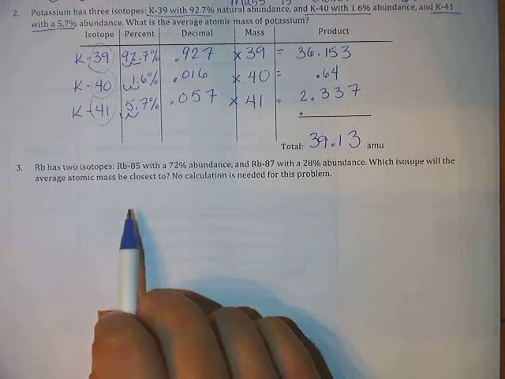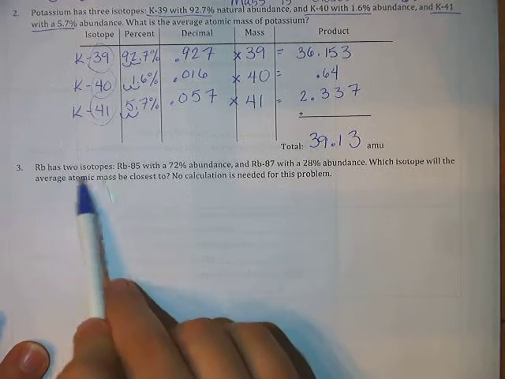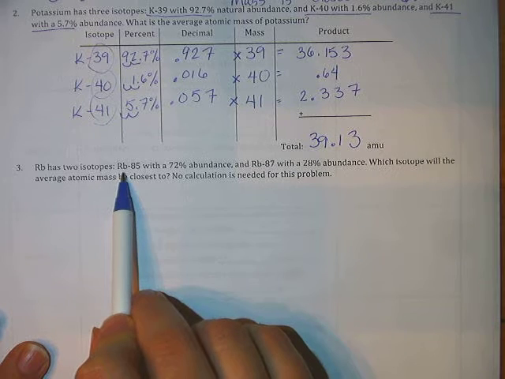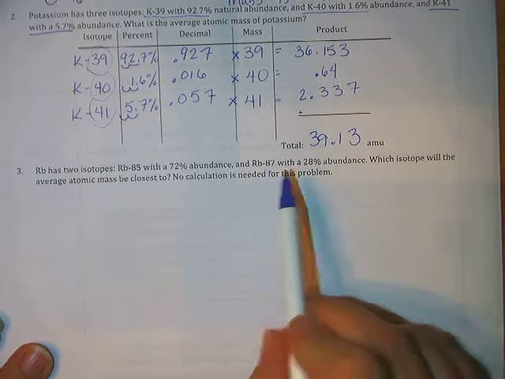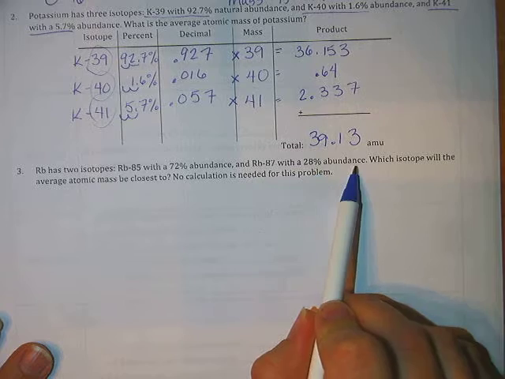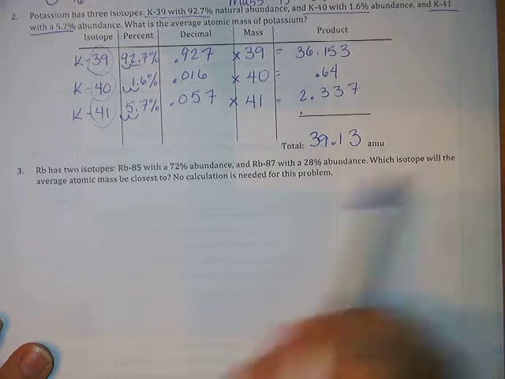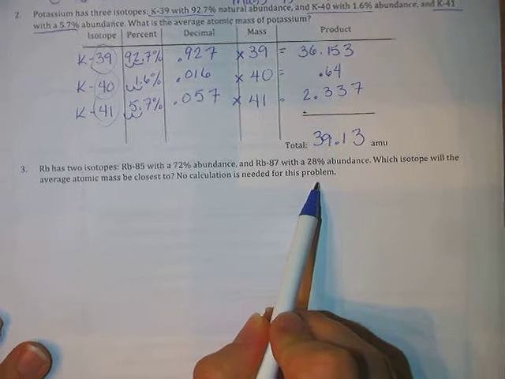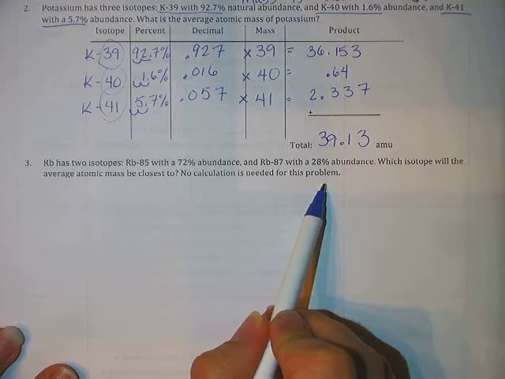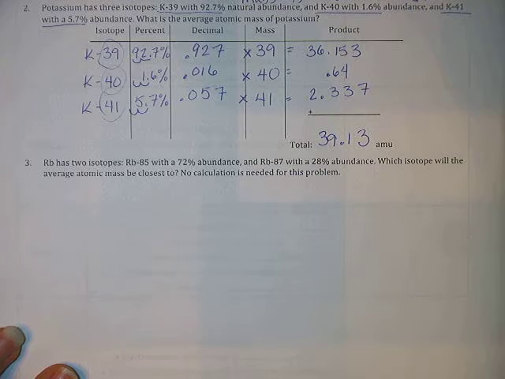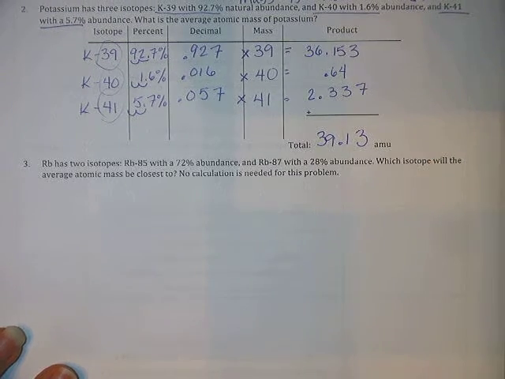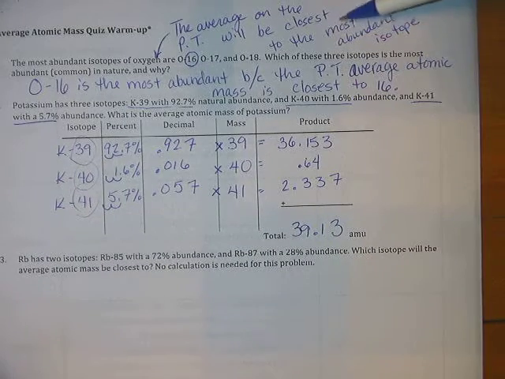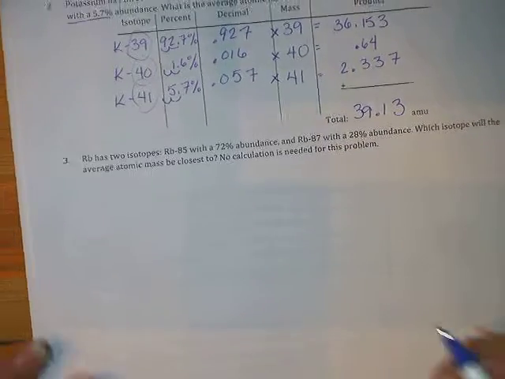If we look at number 3, rubidium has 2 isotopes, Rb-85 with the 72% abundance, Rb-87 with the 28% abundance. Which isotope will the average atomic mass be closest to? And it says you shouldn't need to calculate anything to answer this question. And the reason for that is, again, because we know that the average atomic mass, which is the mass on the periodic table, will be closest to the most abundant one. That means the one with the higher percentage.